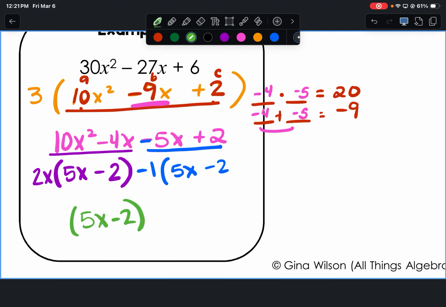What part's left over? X. 2x minus 1. And is that the answer? No. What do I need to put in front? The 3. That GCF we took out at the very beginning has to go in front for our answer.